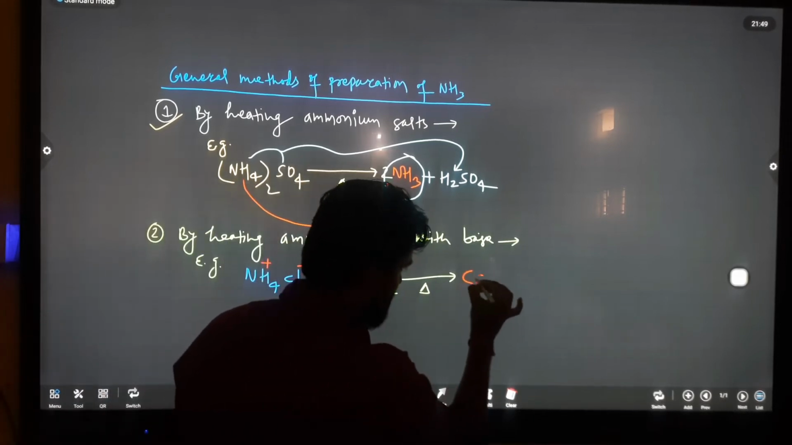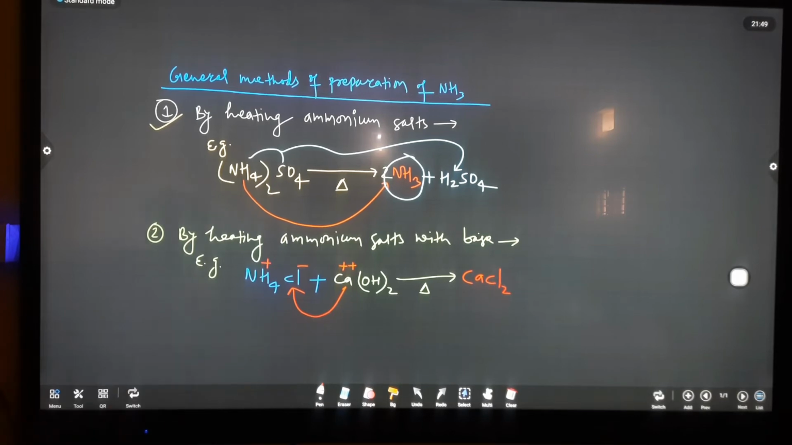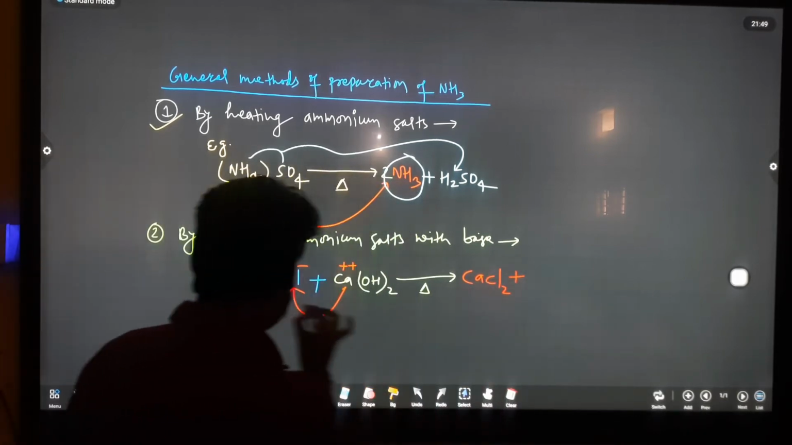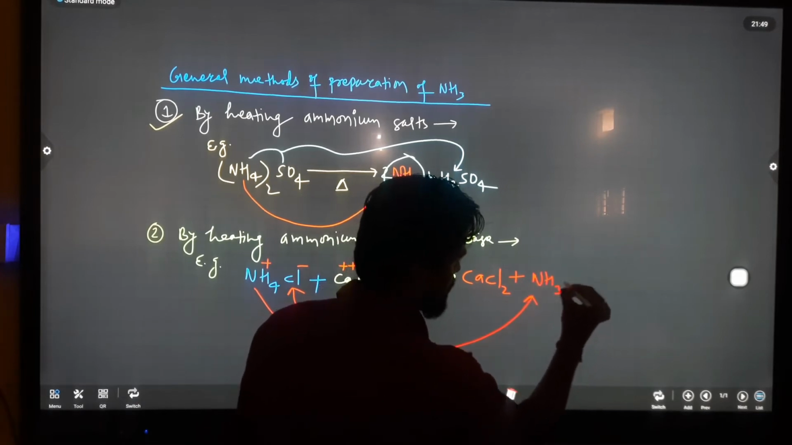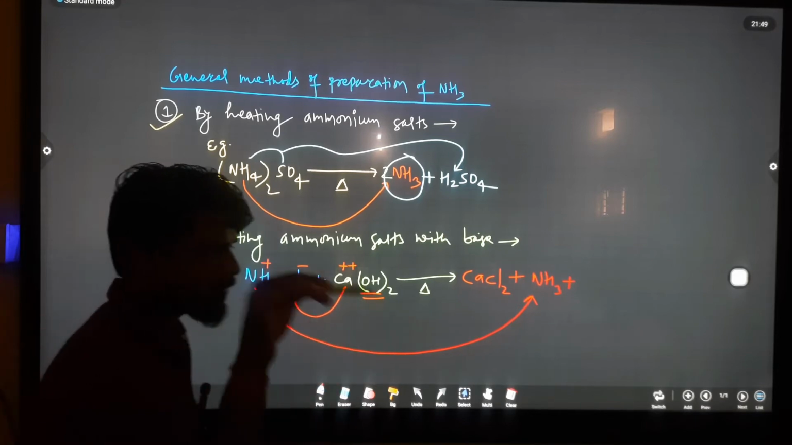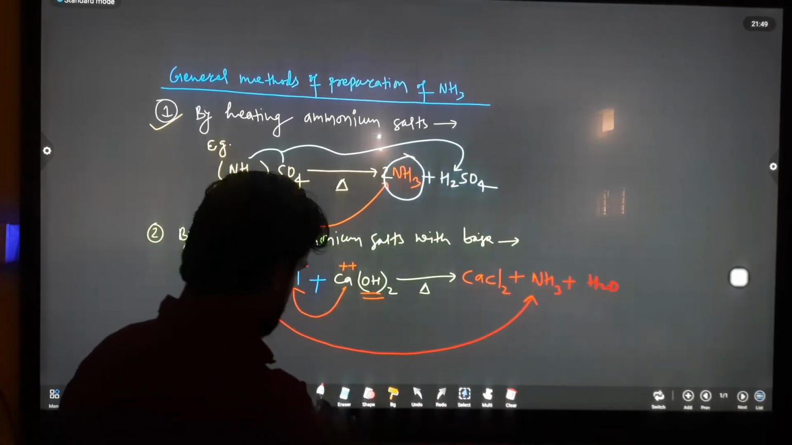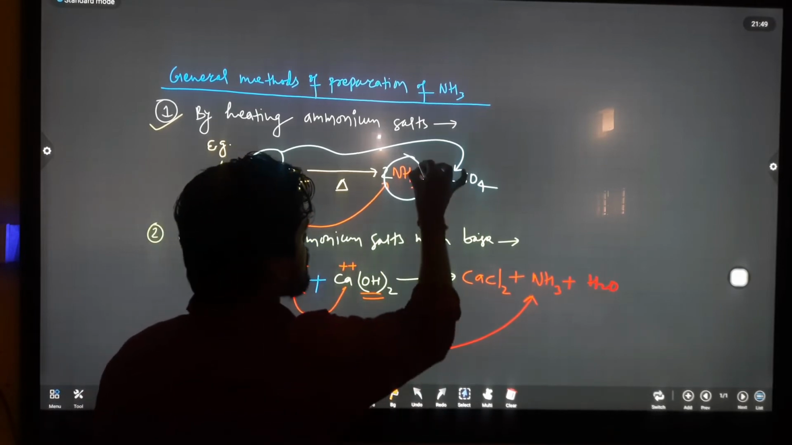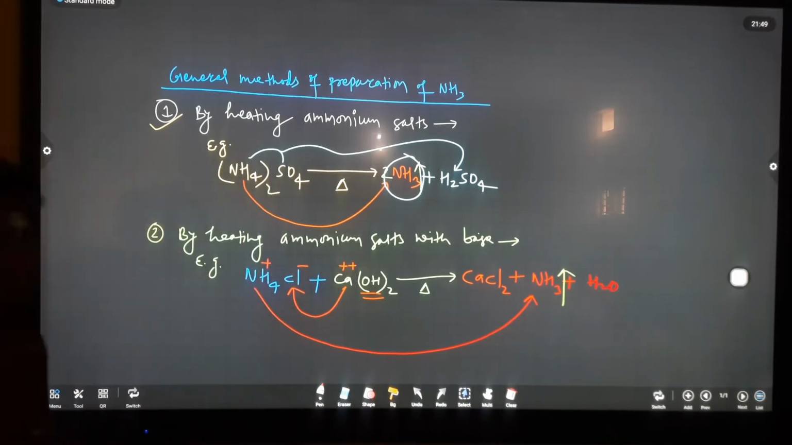So what does it give? It gives CaCl2. Valency of calcium is 2, that's why Cl2. Now what I said, whenever there is an ammonium salt, one product will always be ammonia, NH3. Now what is remaining here? OH remaining. OH always gives water. And this gas you show by upward arrow. So this is another way.